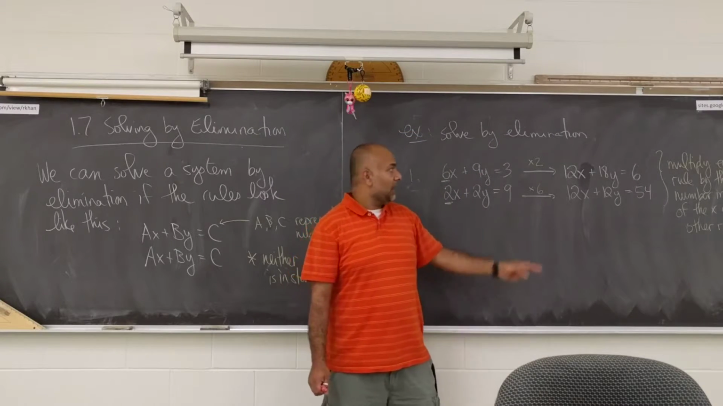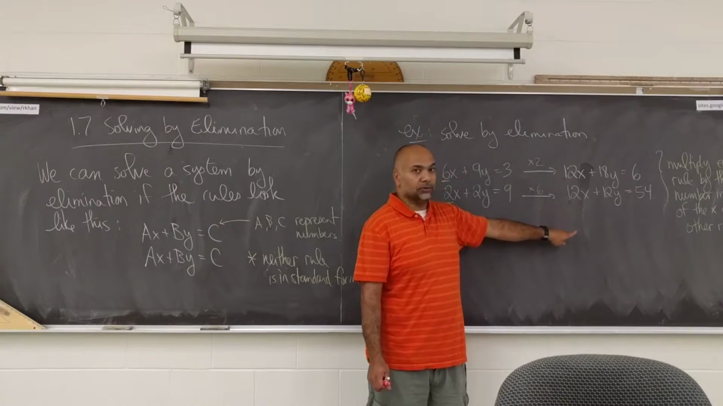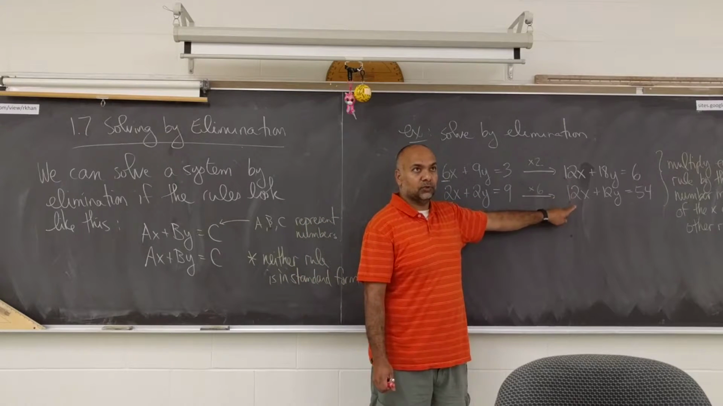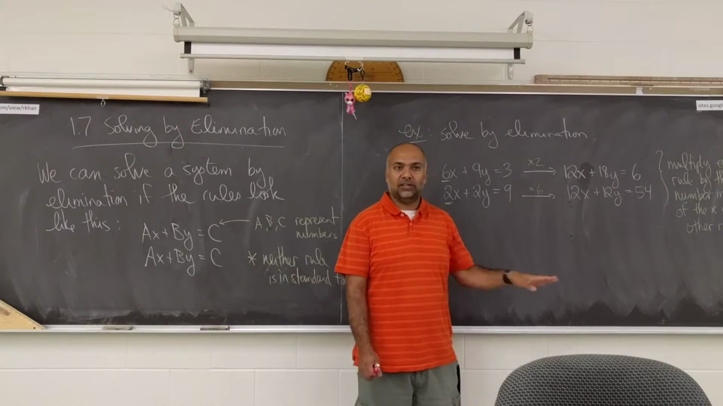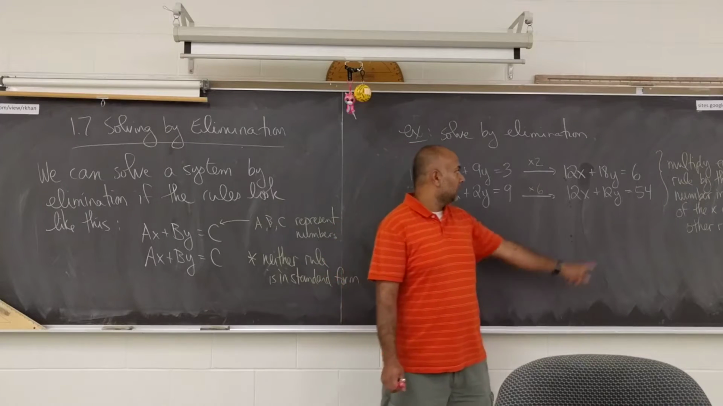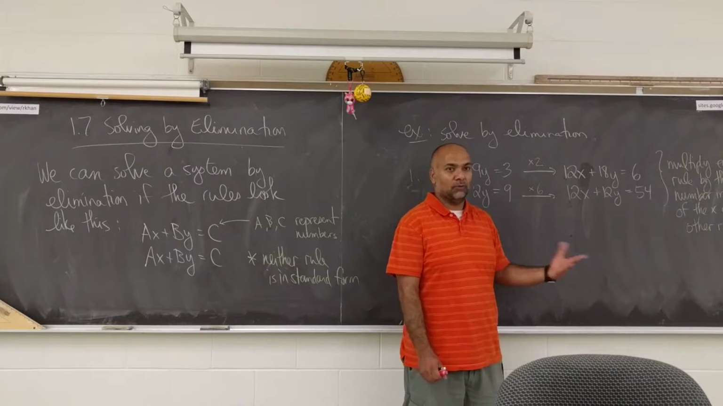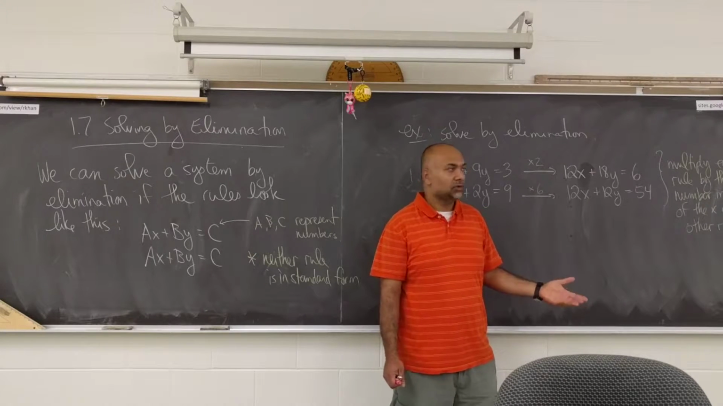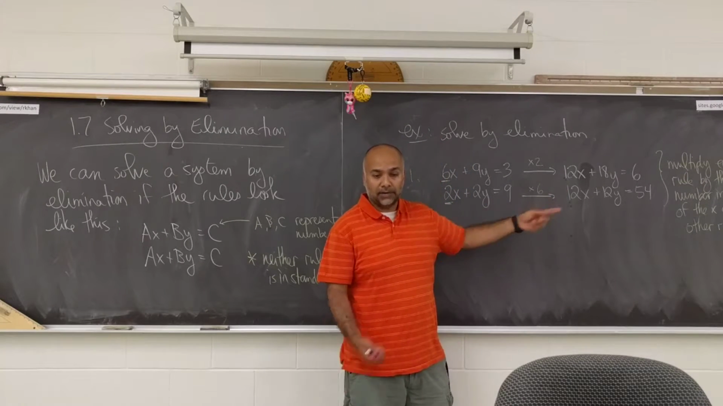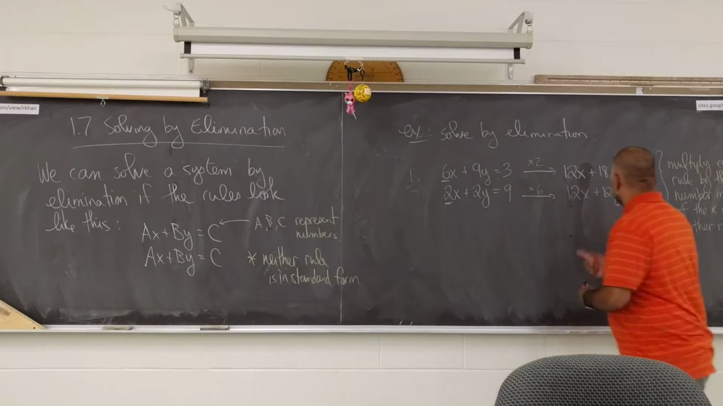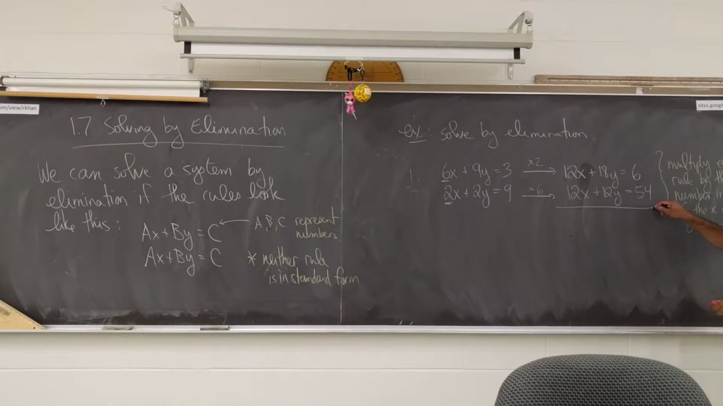If I were to add these two rules, I'd get 12x plus 12x is 24x. That did not get rid of the x's. If I took 18y and 12y and add them, I'd get 30y. That would not get rid of the y's. So adding them doesn't help. I can eliminate them by subtracting. So what I'll do is I'll take these two rules and I'll subtract them. Let's do that. 12x minus 12x is nothing. Great, gone, done.